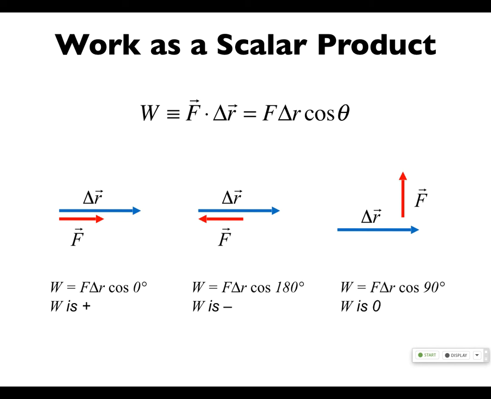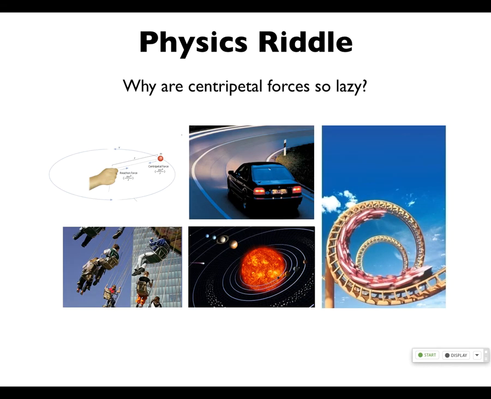Okay. So here's another riddle. Why are centripetal forces so lazy? They're perpendicular to the force. Because they never do any work. Because if you have a centripetal force, which way does it point? Towards the center of the circle. Which way is the displacement? Tangent to the circle. Okay, so your force is in the radial direction, your displacement is in the tangential direction, and they're always at an angle of 90 degrees, which means centripetal forces can't do work.